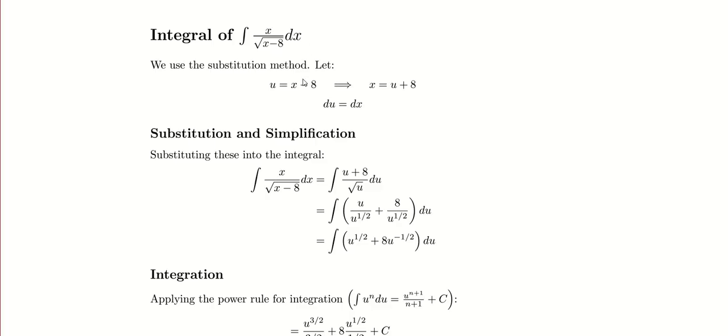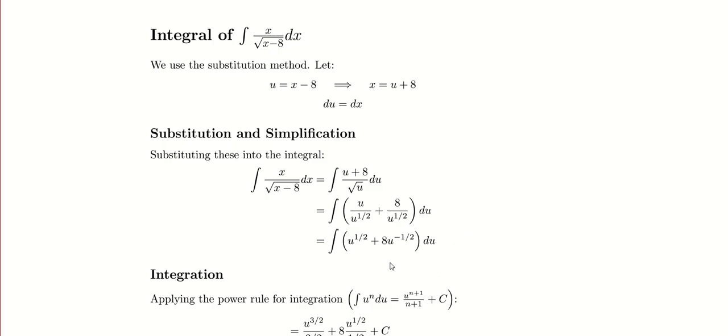of u, I can just add 8 to both sides here and get that x is equal to u plus 8. So the top gets replaced by u plus 8, and the dx gets replaced by du, and the bottom is the square root of u. Now we can break this up into two fractions. The first one being u over the square root of u, the second one being 8 over the square root of u. U over the square root of u is just the square root of u, and then we have plus 8u to the negative 1/2 power.